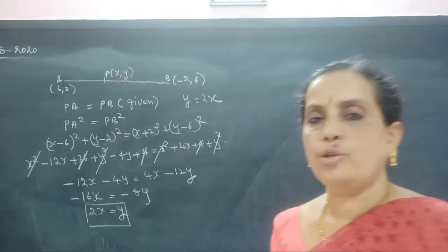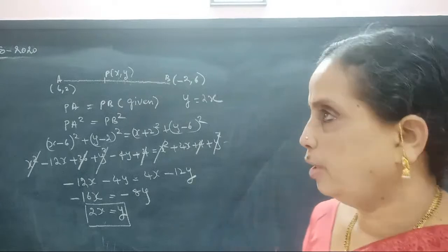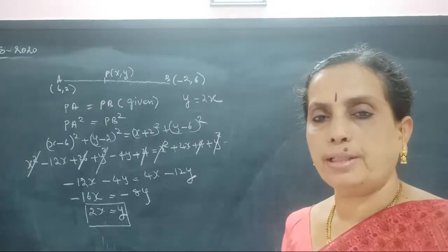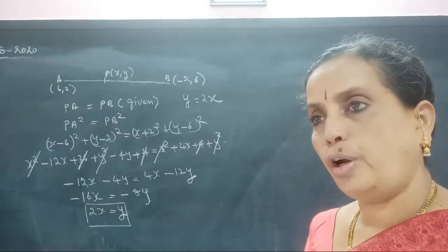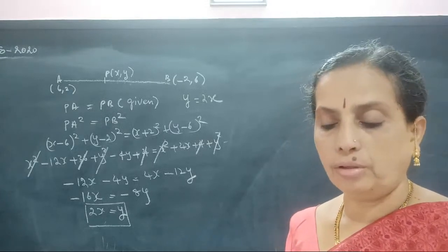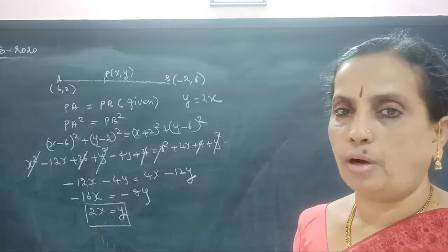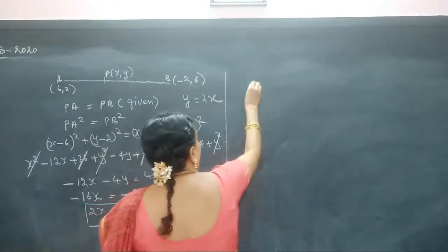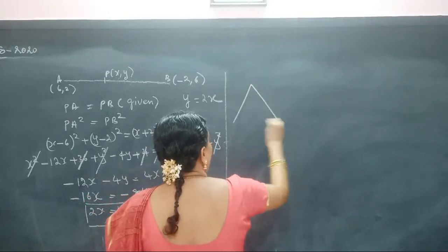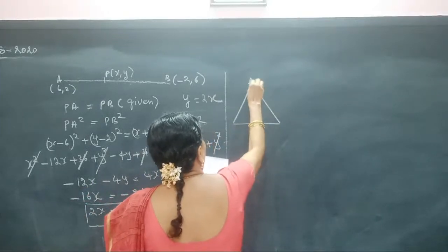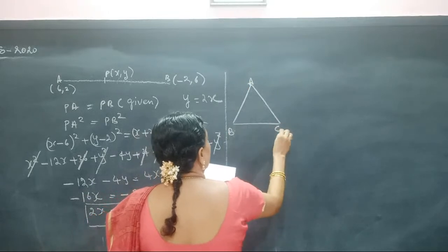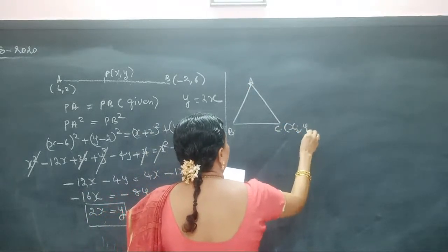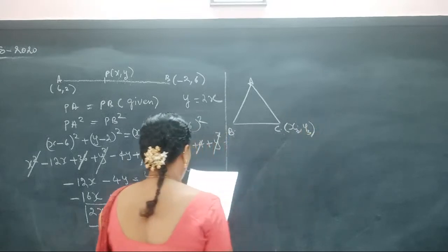Yes, this is the question based on centroid. They have given the coordinates of two vertices and the centroid value. You have to find out the third vertex coordinates. Get the figure. A, B, C, where the third vertex x3, y3 is unknown.